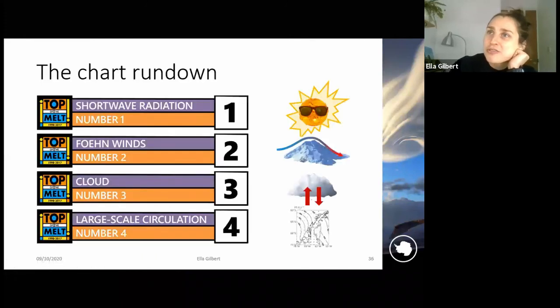Okay, so the final chart rundown of the top 4 smash hits. In at number 1, we had shortwave radiation. Then the second most important driver of surface melting is Fern winds, and these are especially important in non-summer seasons. Then there's cloud. At the moment, not necessarily driving a lot of melt on its own, but could become more important in future. And then finally, large-scale circulation, which establishes the conditions for these more kind of localized and synoptic scale effects to have an influence.